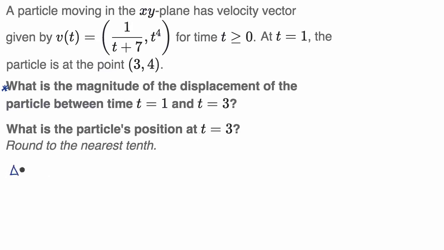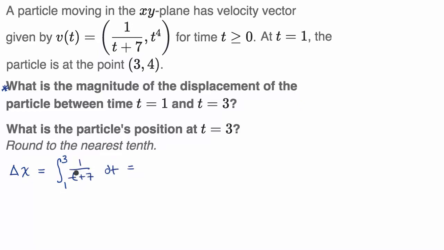So change in x from t equals 1 to t equals 3, well, that's just going to be the integral of the rate function in the x direction from time equals 1 to time equals 3. So in the x direction, we have 1 over t plus 7. That's our x velocity as a function of time. 1 over t plus 7 dt. And what is this going to be equal to?